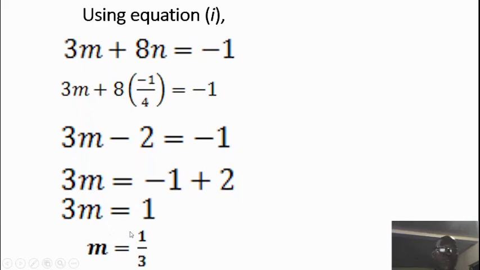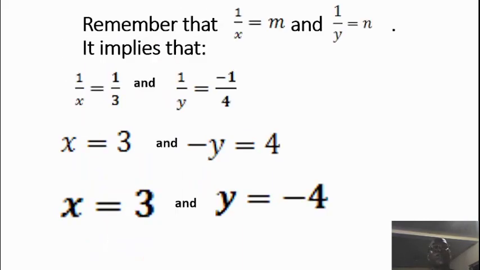We are solving for x and y, and we have gotten the values of m and n. Then we go ahead to check what is happening. Remember that 1 over x means m, and 1 over y means n. So it implies that 1 over x is equal to that 1 over 3 we got. Instead of writing m equal to 1 over 3, we simply write 1 over x is equal to 1 over 3. And therefore, 1 over y is equal to minus 1 over 4.